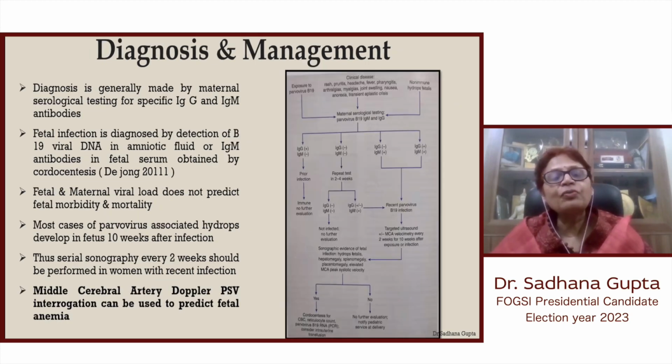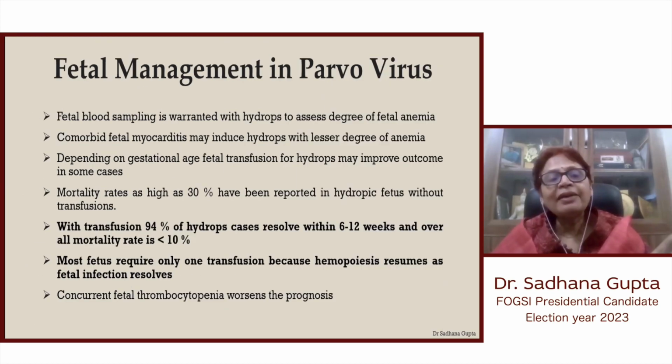Detection is by antibodies and then amniotic fluid PCR, but for fetal anemia, middle cerebral artery Doppler PSV is a very important tool to predict it, and we have a good treatment. If the fetus is anemic, only 1 or 2 intrauterine transfusions are needed, because 94% of these hydrops resolve within 6 to 12 weeks, and overall mortality rate is less than 10%.